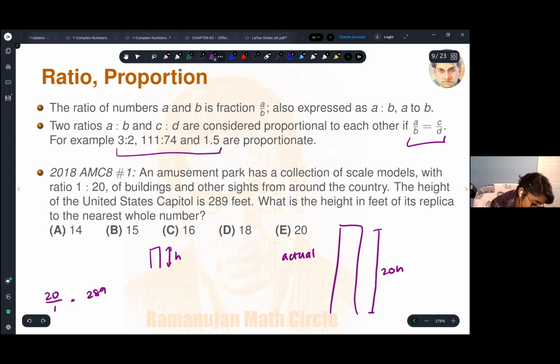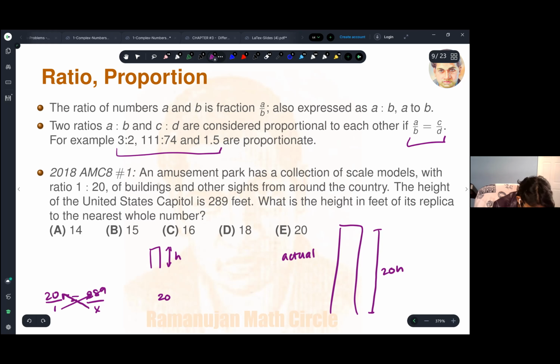They're asking for the height of its replica. So I set up something on the left over here. What this basically means is I'm saying, all right, 20 over 1 is proportional to 289 over x. They're both proportional. So we need to find a value of x for that. And what we're going to do is something called cross multiplication. What you do in cross multiplication is when you have an equal sign and two fractions on either side, you multiply this one over here and you multiply this one, and it creates an x across. So that's why it's called cross multiplication.